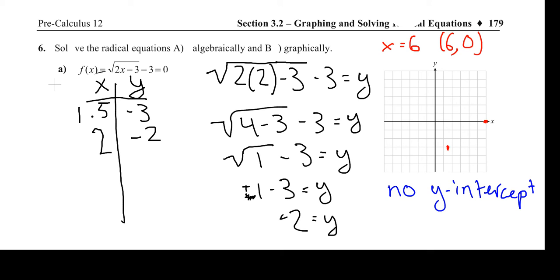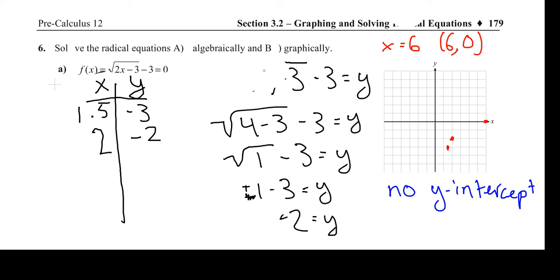So let me just go back to red and let me plot this point. So x is 2, y is negative 2. And there. And then the last point that I'm going to plot is going to be when x is 4, because then at that point you kind of understand what the shape of the graph is going to look like.